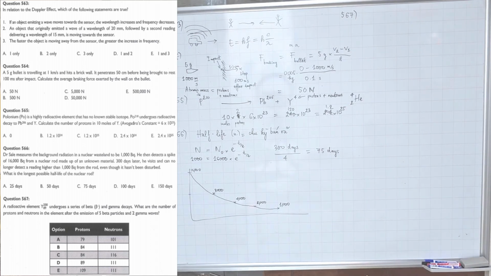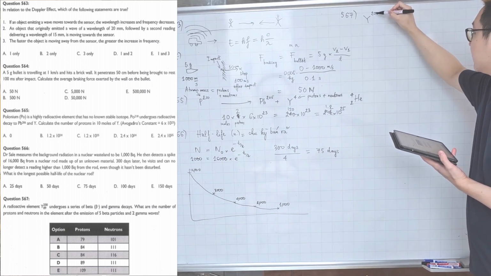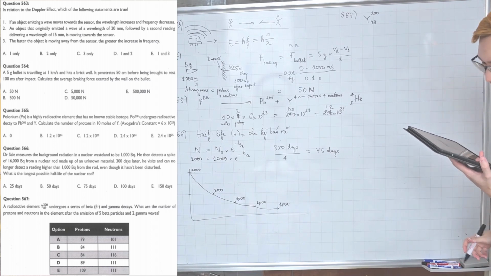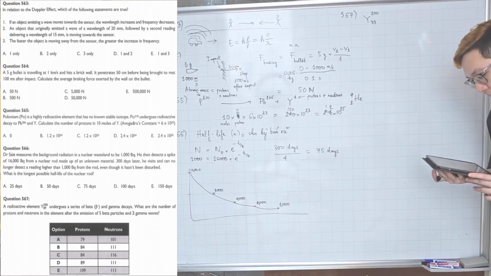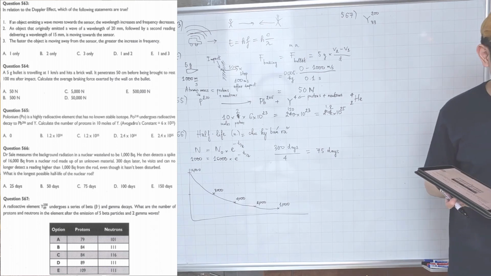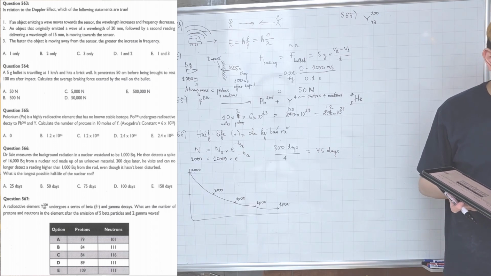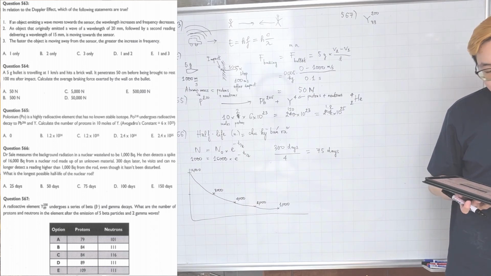A radioactive element Y, which is 289, undergoes a series of beta minus and gamma decays. Một cái nguyên tố phóng xạ là I289 nó trải qua một cái chuỗi của cái gọi là phân rã beta trừ. Beta trừ là gì? What is beta minus? Nó chính là mất đi một electron âm. Nó có beta cộng, beta trừ thì electron âm, electron dương. Phân rã beta trừ là electron âm thôi.